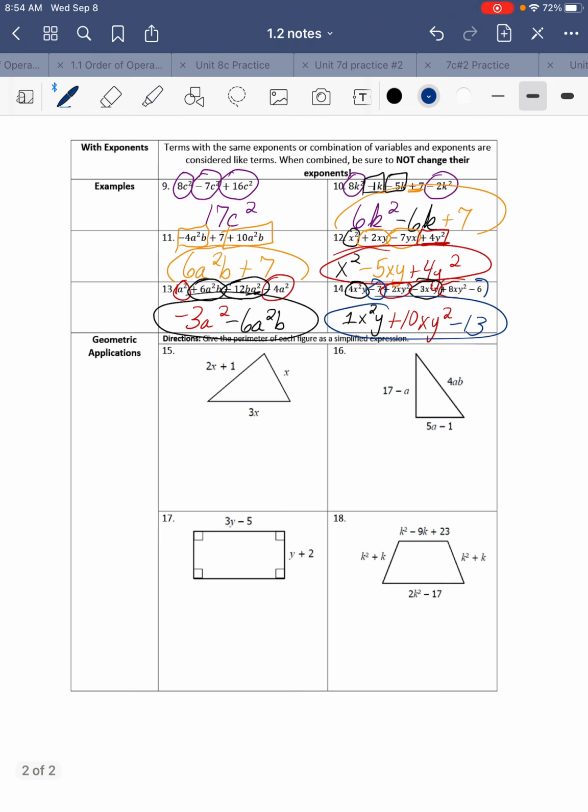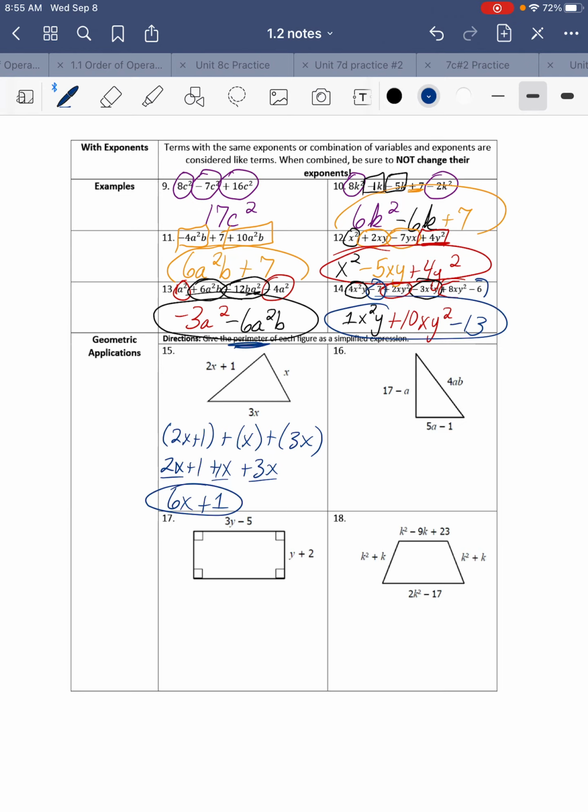Looking at 15 through 18, we have perimeter. Perimeter means add up the outsides, so we're looking at the outside lengths of each figure. So we have 2x plus 1, add x, adding 3x. When you're adding, you don't need to have the parentheses there. The parentheses, when you're adding x, that's the same thing as x. So I'm dropping the parentheses. There's no need for them. Order of operations is still exactly the same. So we have 2x plus 1 more x is 3x plus 3x is 6x plus 1.